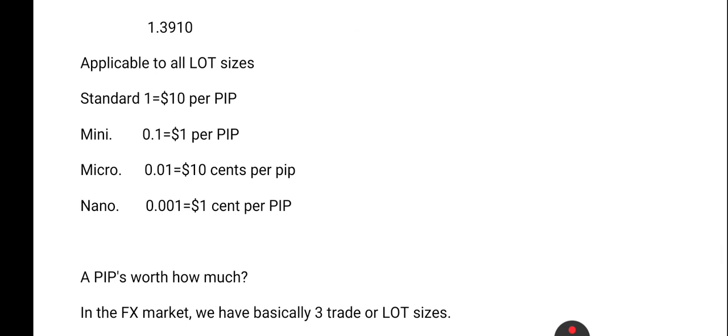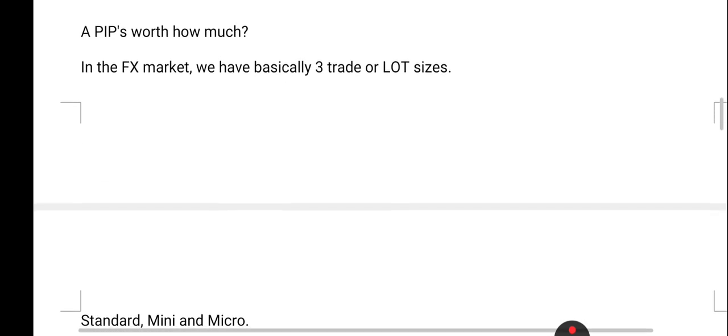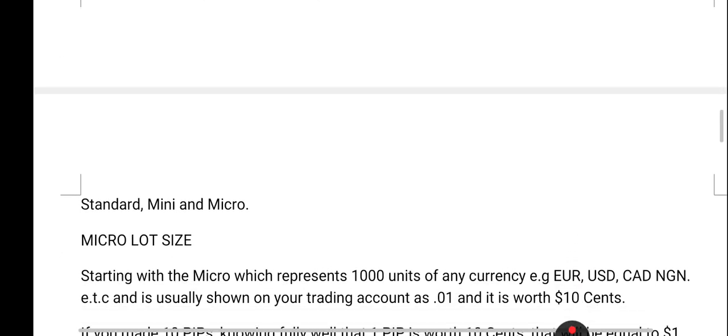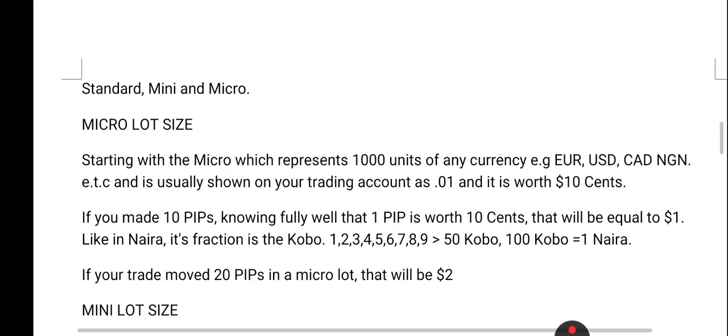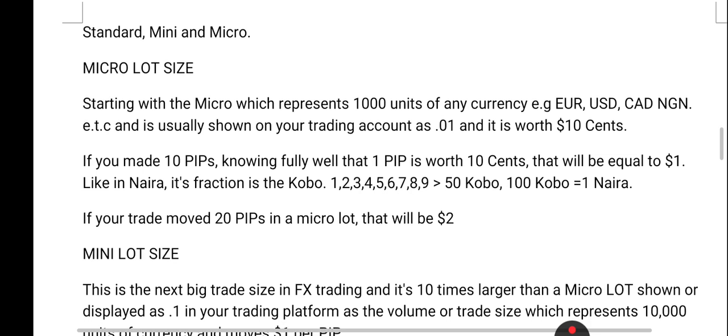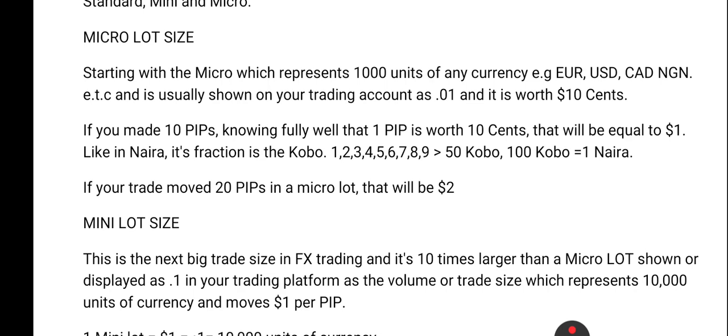All right, so how much is a pip worth? We've already talked about it. In the forex market, we have basically 3 trade or lot sizes. We've said this countless times. We have the standard lot, mini lot, and micro lot. Starting with the micro lot, which represents just 1,000 units of currency. Example, euro US dollar, Canadian dollar, Nigerian naira, Ghanaian cedi, Japanese yen, etc.